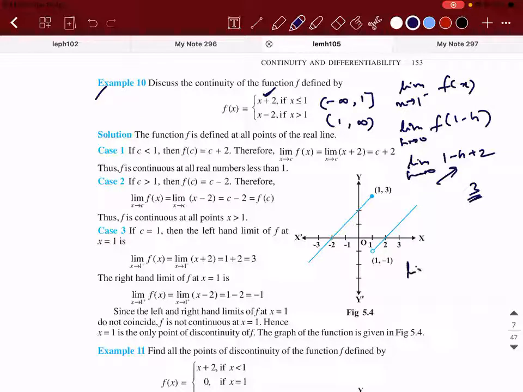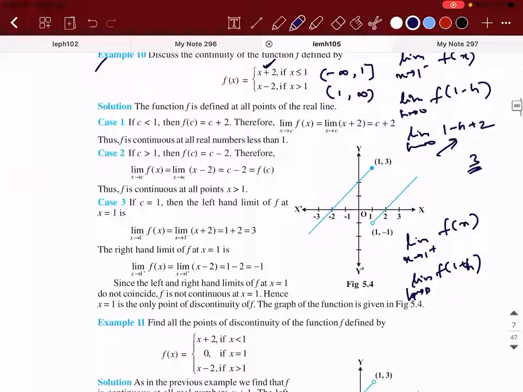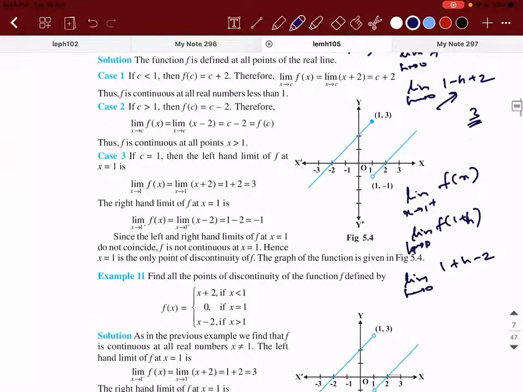What about right limit? Limit x tends to 1 plus. What will it give? F of x. So limit h tends to 0, f of 1 plus h, which is 1 plus h minus 2. Right limit in the function x minus 2. So minus 1 plus h. So limit h tends to 0, answer will be minus 1.